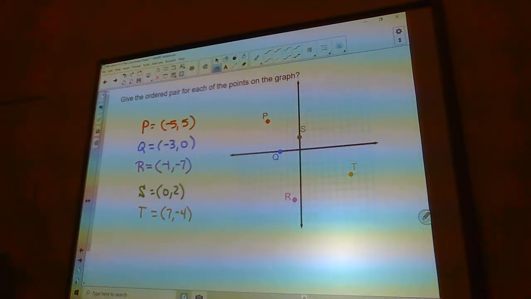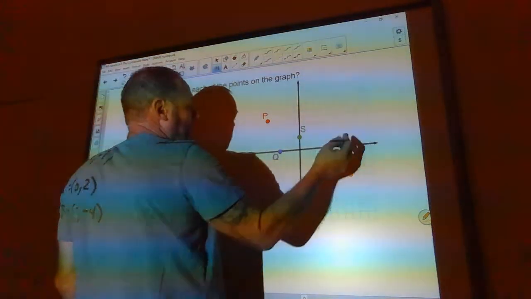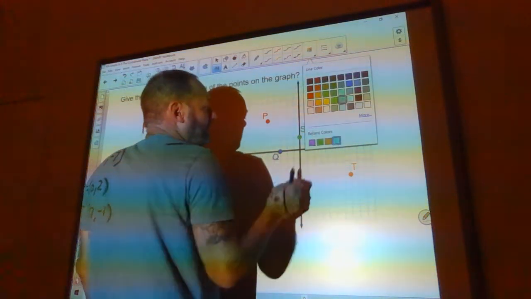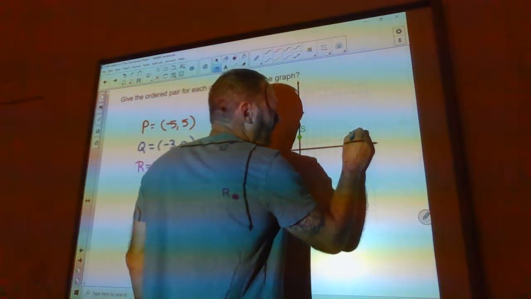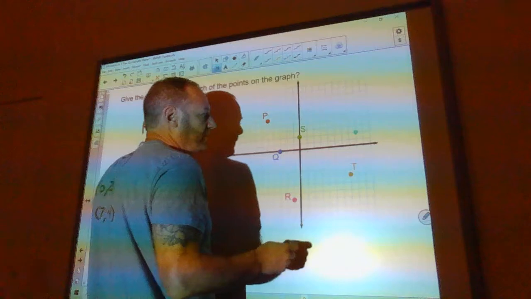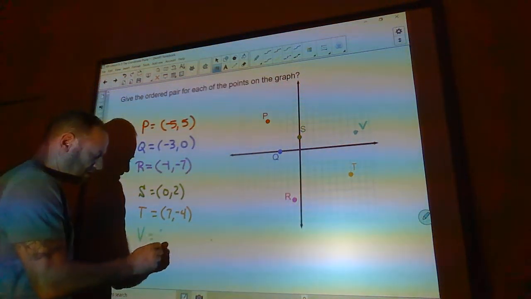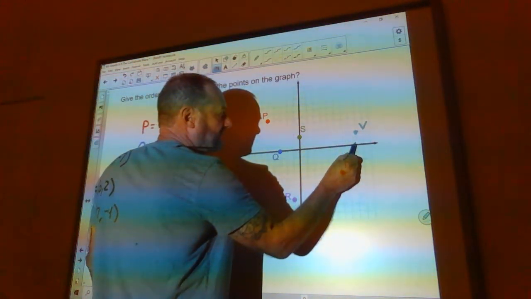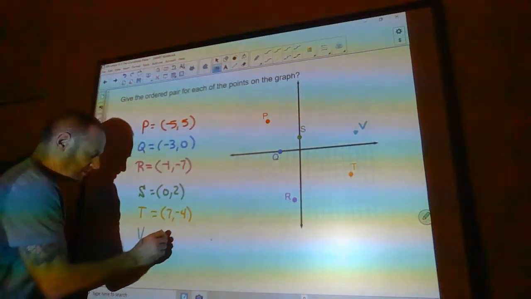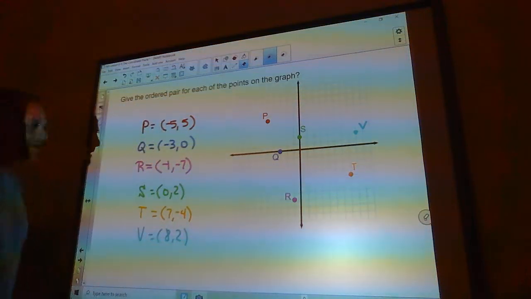Okay, so there I've labeled all 4 points. I guess the only quadrant I didn't get one in is quadrant 1. So let's put another point in there just for fun. How about, let's do this point right here. Okay, we'll call this point V. So point V would be 1, 2, 3, 4, 5, 6, 7, 8, and up 2. So that would be the point 8, 2. And there we go.